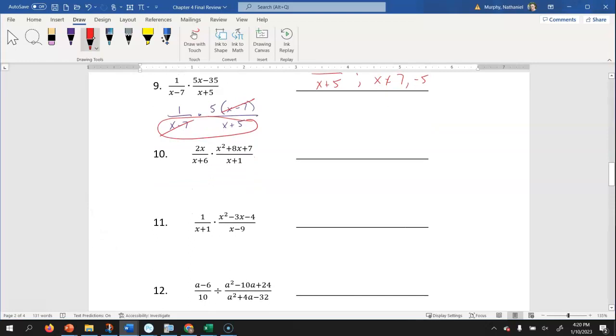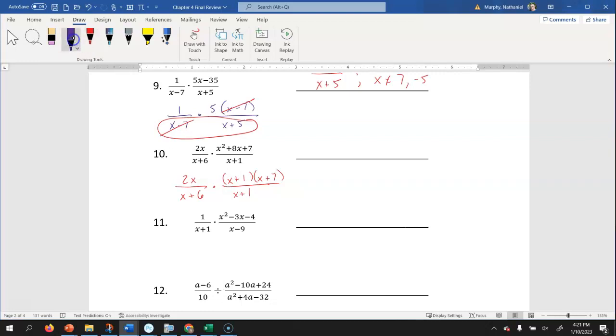All right, looking at number 10. Again, we're going to look to see what we can factor. The first fraction, we can't do anything. Second fraction in the numerator, we'd factor that down to be x plus 1 and x plus 7, because what two numbers multiply together to be 7, that add together to be 8? That'd be 1 and 7.